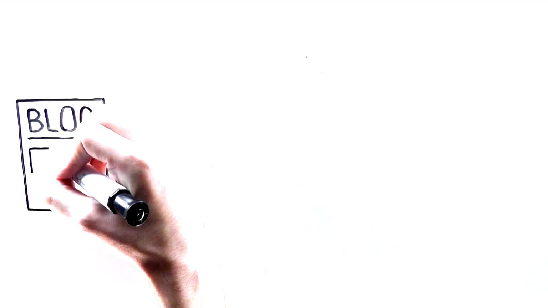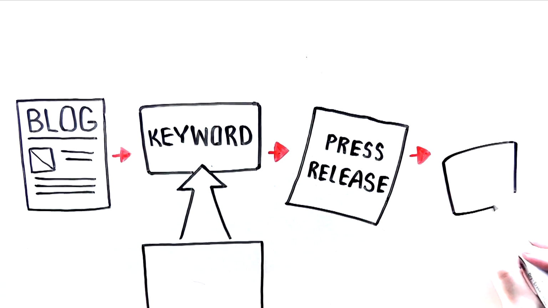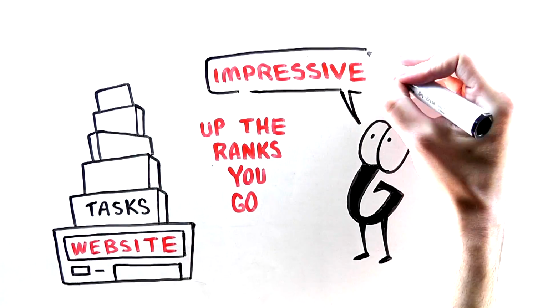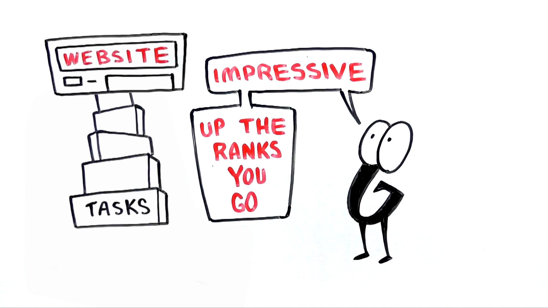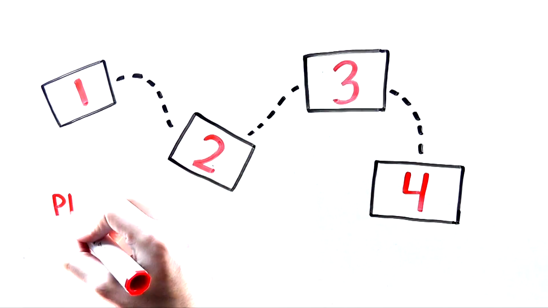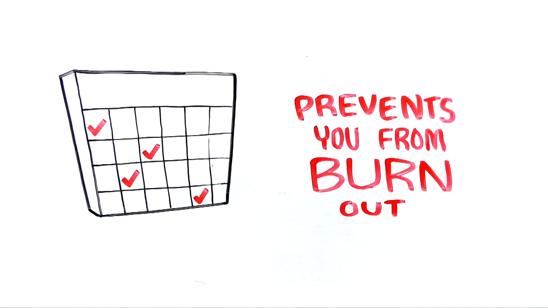It could be to post a blog or optimize a page for a keyword or write a press release or secure some backlinks. Each week's task builds on the previous ones in a natural-looking sequence so that Google comes to view your site favorably and ranks it accordingly. These tasks must be done in the right order for maximum effect. And the schedule prevents you from overdoing it, which looks like spam to Google. The once-a-week schedule keeps you on track and prevents you from burning out.